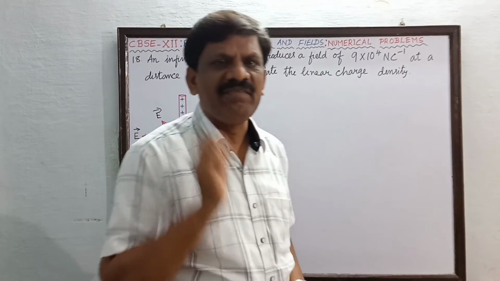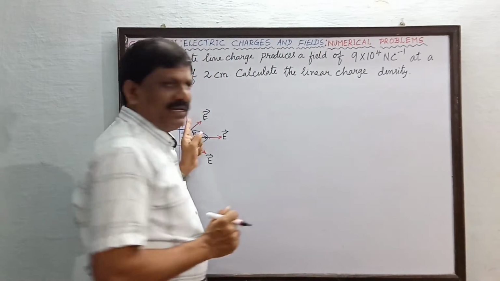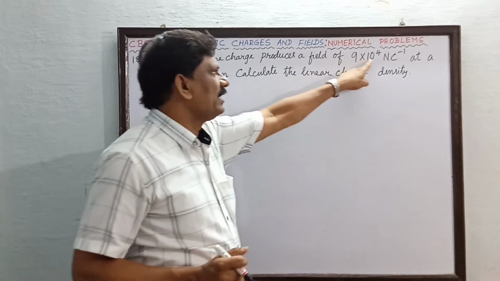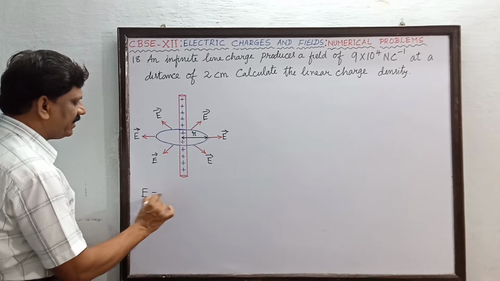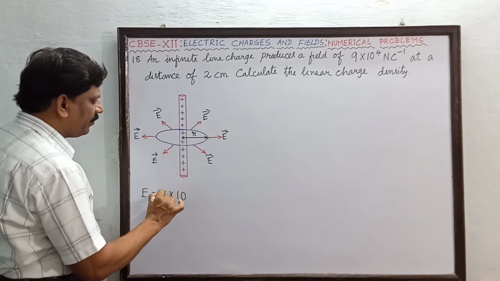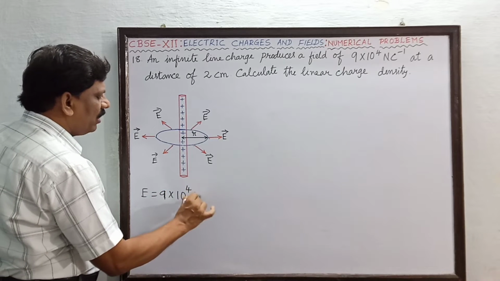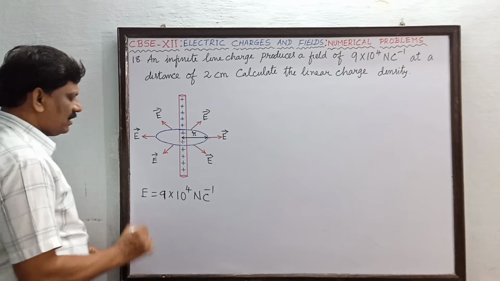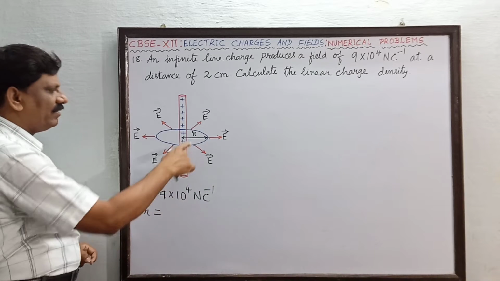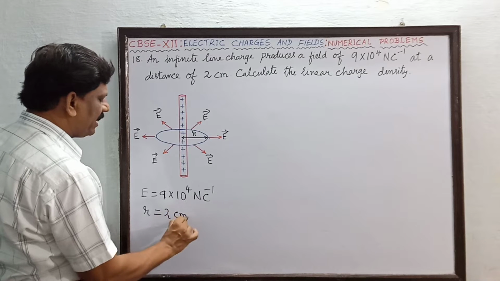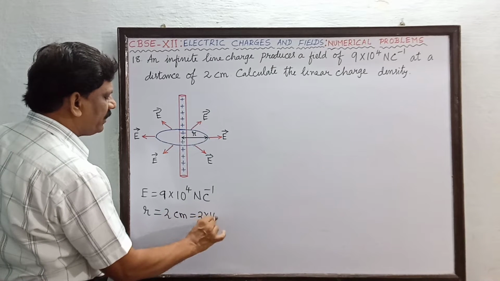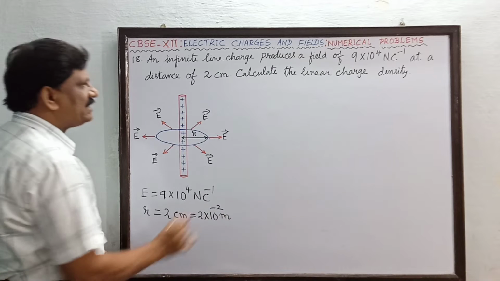So this electric field is created by the line charge and it is given as 9 into 10 power 4. So the electric field intensity is equal to 9 into 10 to the power of 4 Newton per Coulomb. At what distance r is given? R is given as 2 centimeter. This can be written as 2 into 10 power minus 2 meter.